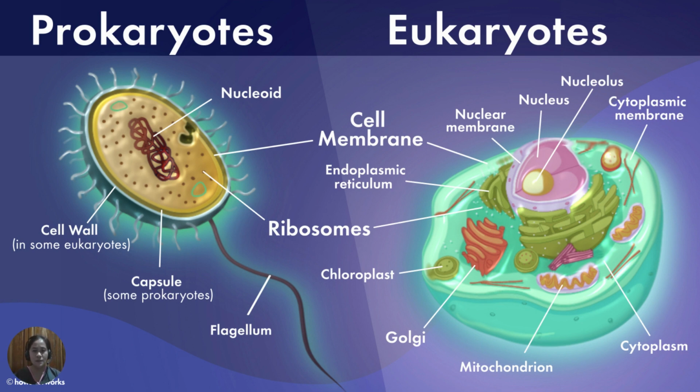And sa labas ng nuclear membrane, makikita natin dyan ang cell membrane, the endoplasmic reticulum, the cytoplasmic membrane, the ribosomes, the chloroplast, and the Golgi apparatus. We can also see the mitochondrion and the cytoplasm. Yung functions niya, I have discussed it already, and it was included in your first handout that was sent to you via our GCR.